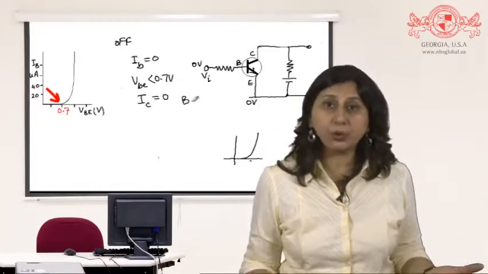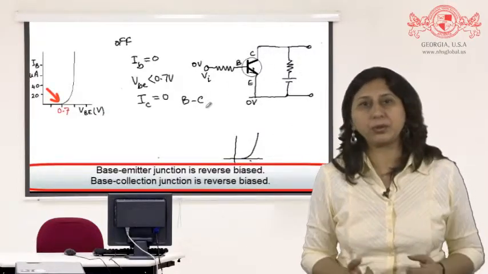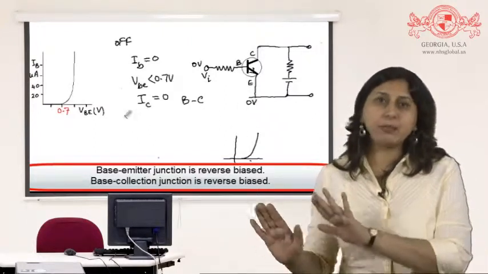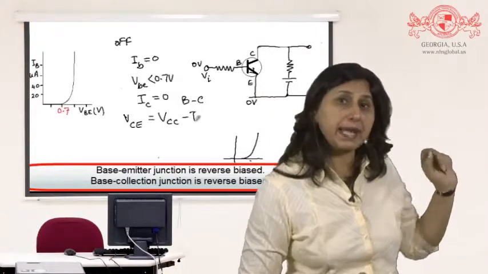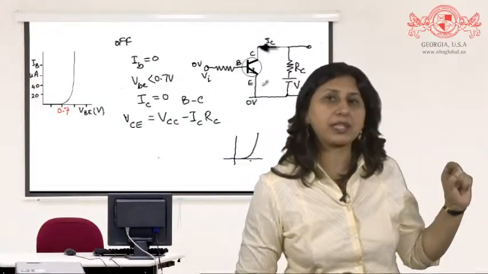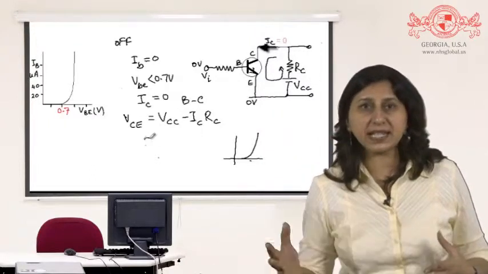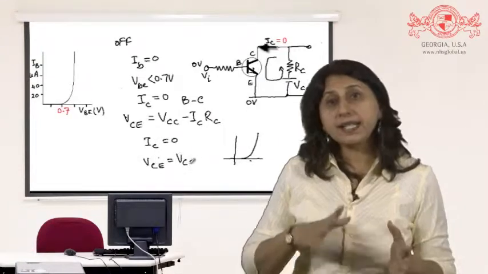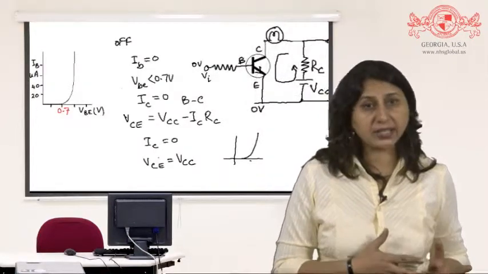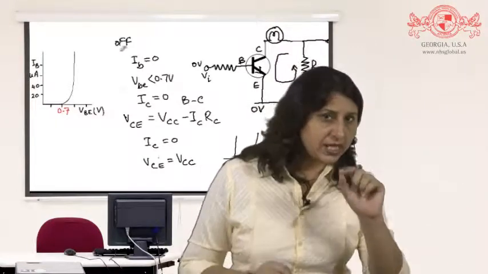Now, if both are at 0 volts, then the base emitter junction is not forward biased, so the base current will be 0. This will be true as long as the base emitter voltage is less than 0.7 volts. Think of this base emitter junction as a diode where the collector is 0. This base emitter junction is reverse biased. Now the output voltage VCE equals VCC minus ICRC. Now since IC is 0, then VCE equals VCC. So if there is no current in the circuit, that is IC is 0, the LED will not light up. Now this is the off state.